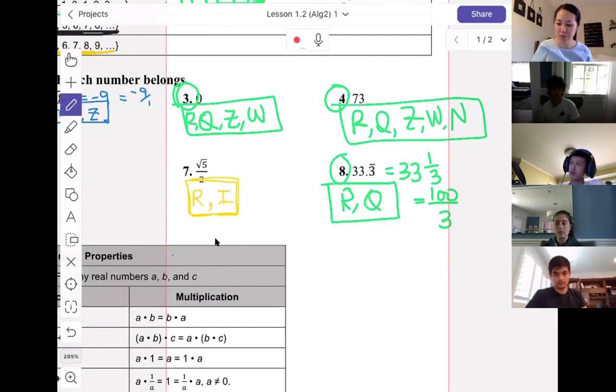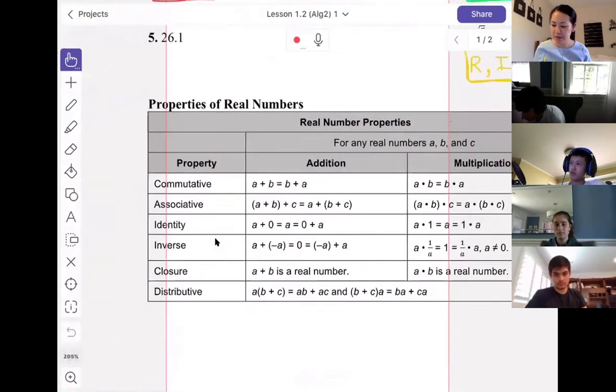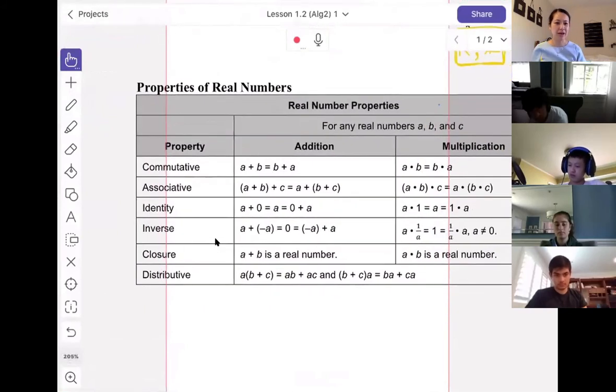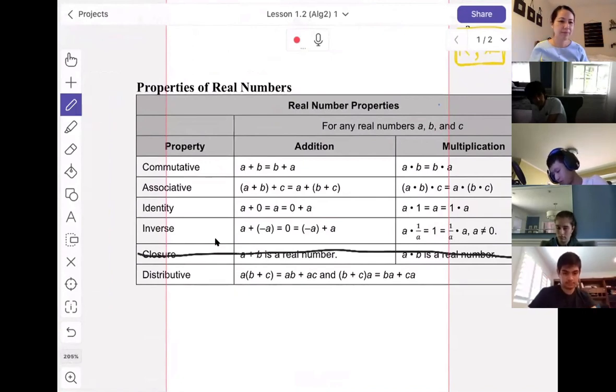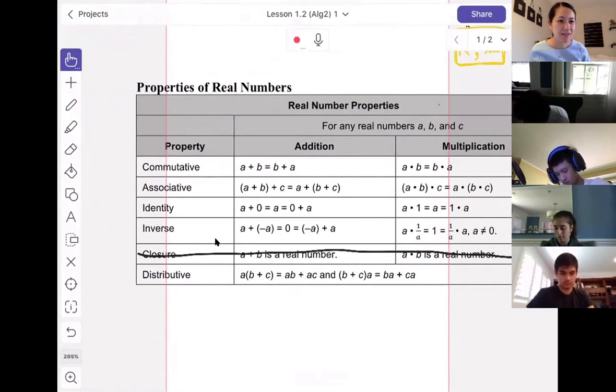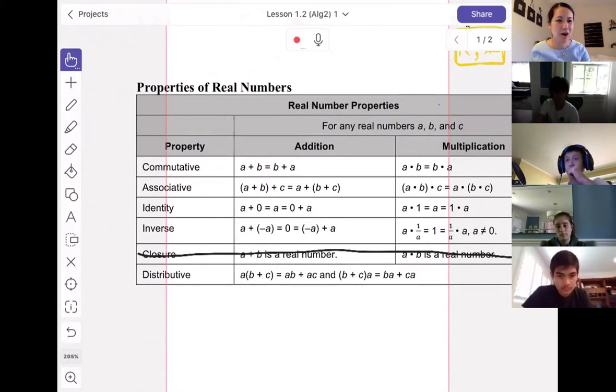Okay, let's go on to our properties. Quick question for you. Looking through these properties, we have commutative, associative, identity, inverse. Don't worry about closure, let's cross that out. And distributive. Yes or no, have you seen these before?